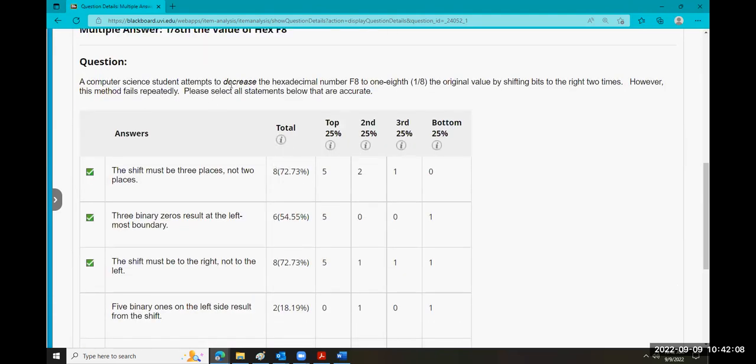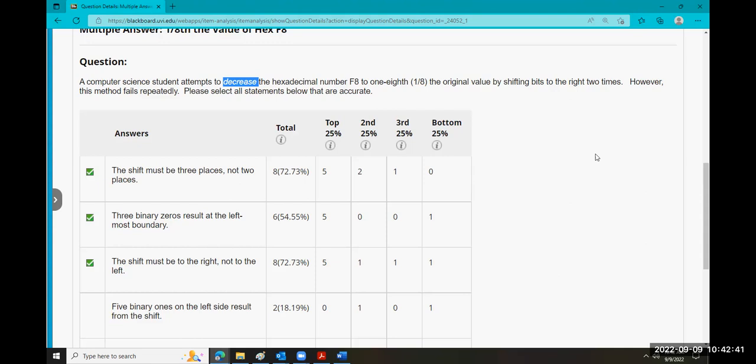A computer science student attempts to decrease the hexadecimal number F8 to 1/8 the original value by shifting bits to the right 2 times. In each case, when we're talking about a scenario with bit shifts, it's often very good to just convert to bits so you know what you're looking at. If you don't have an instinct to grab a Word document or a notepad and say, okay, these are the hex values, these are decimal values, what does it look like in binary? What are the bits, the ones and zeros?